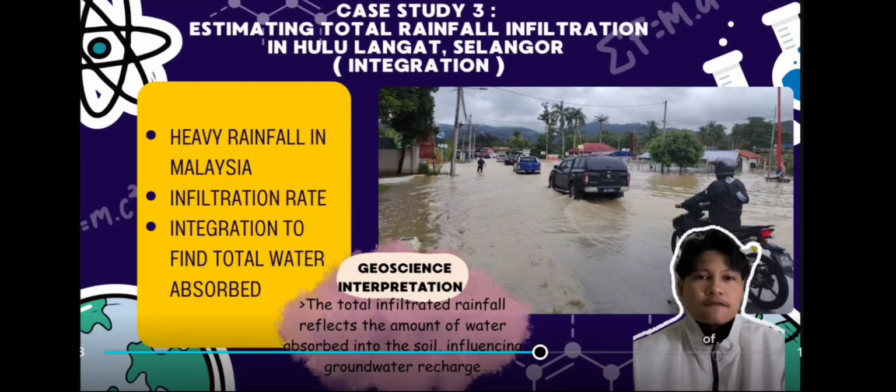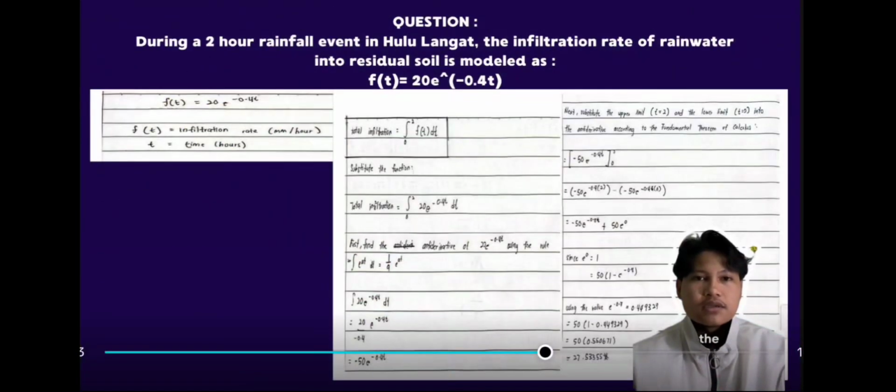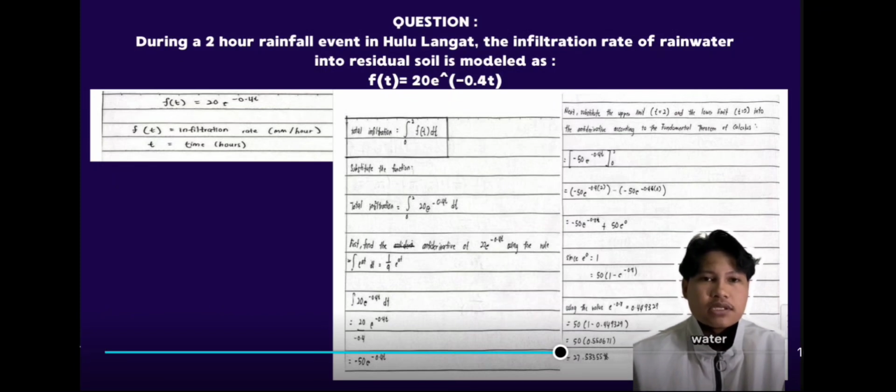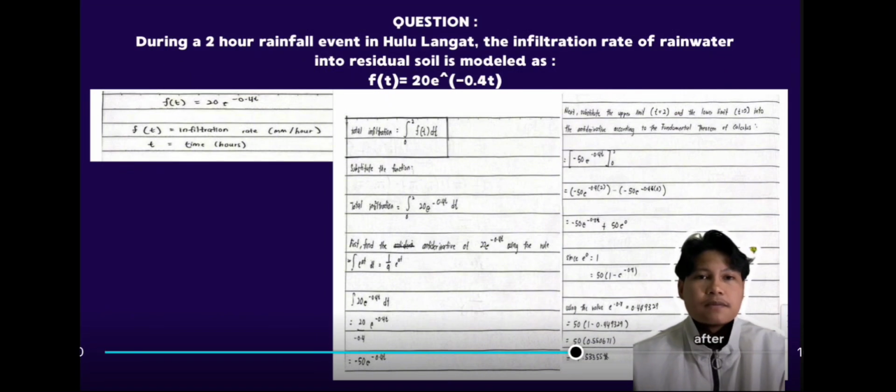The result of the integration shows that the total infiltration over the 2 hour period is approximately 27.6 millimeters. From a geoscience perspective, this amount of infiltration contributes to an increase in subsurface water content. However, high infiltration can also increase pore water pressure and reduce soil shear strength, which in turn raises the risk of landslide, especially after prolonged rainfall.